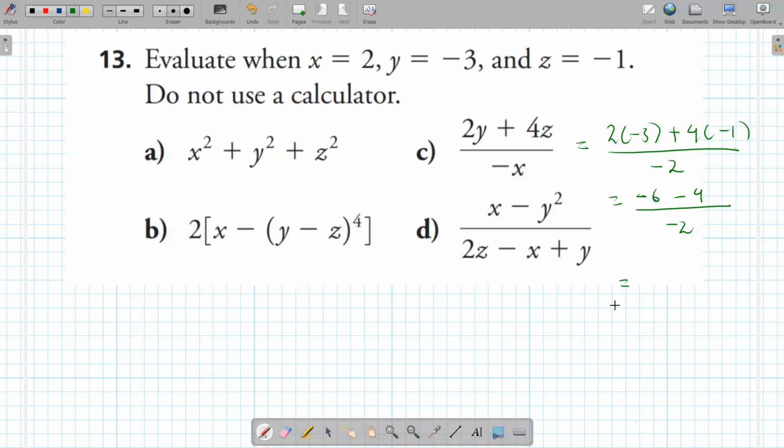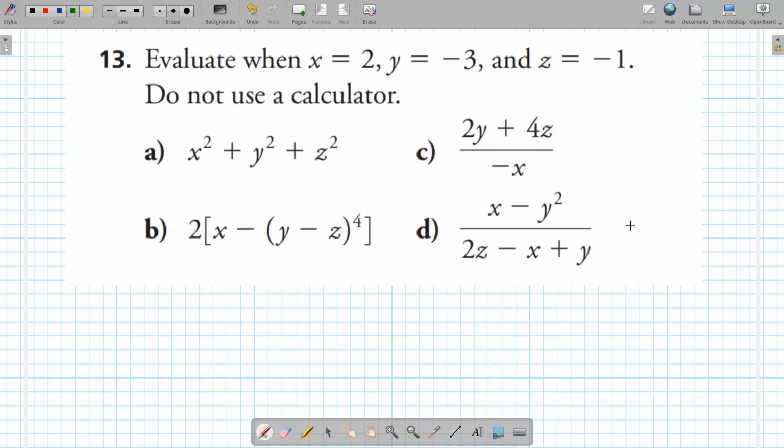First step. Negative 10 over negative 2. Yeah. And which is 5. Yes, good. And there we go, okay? Let's look at the last one here.